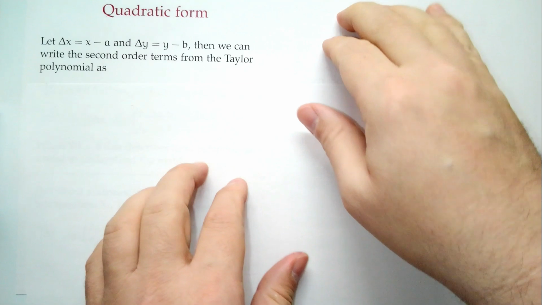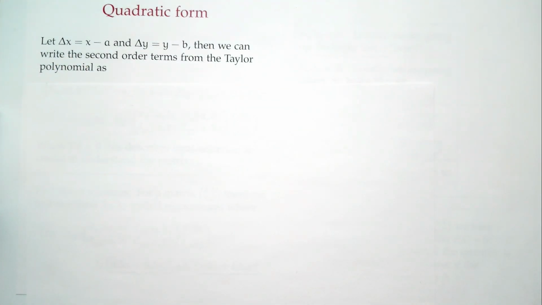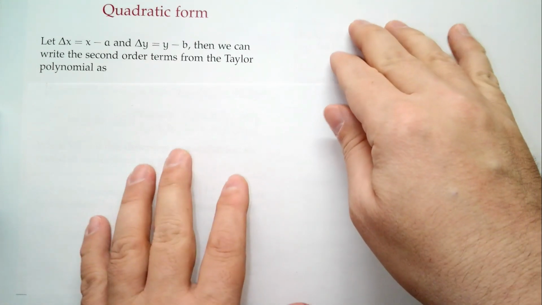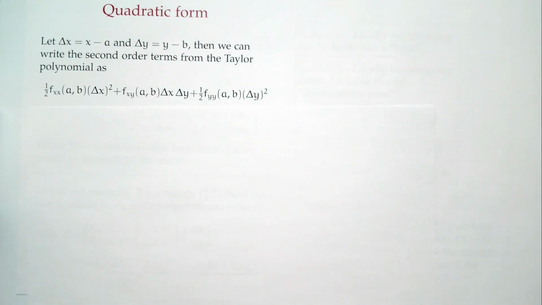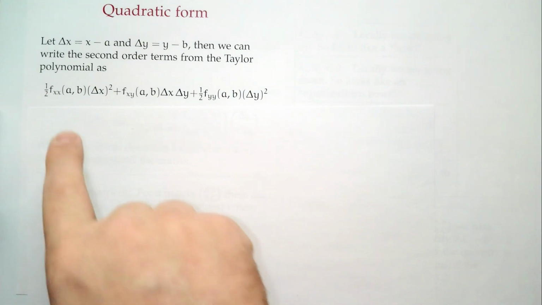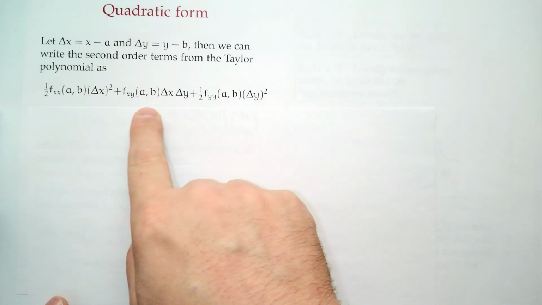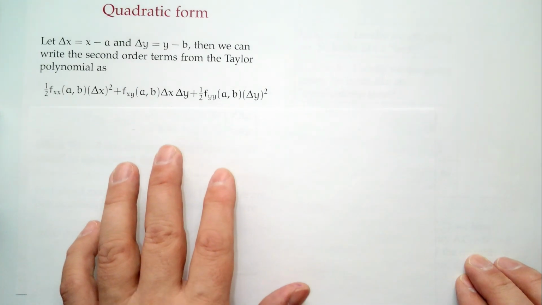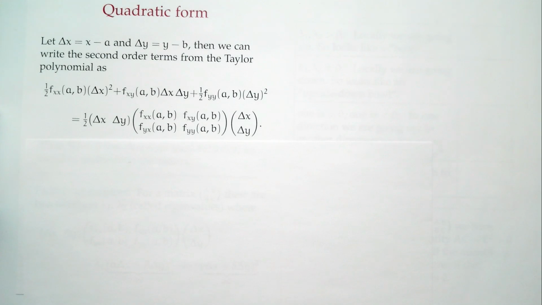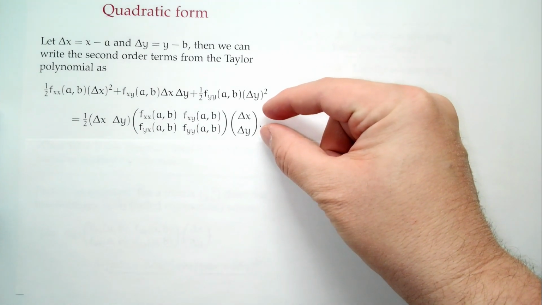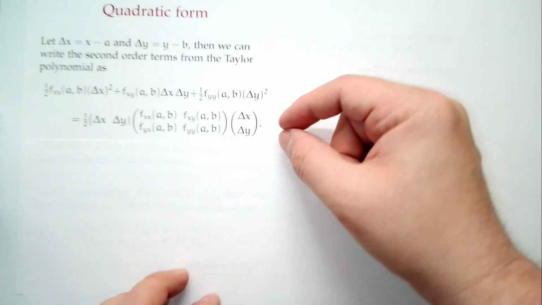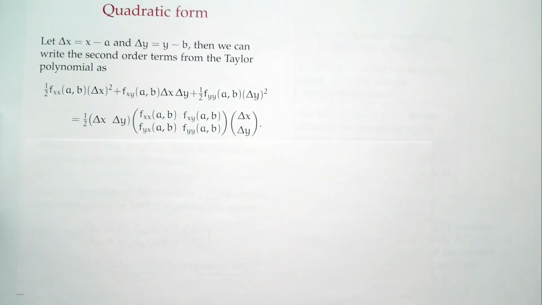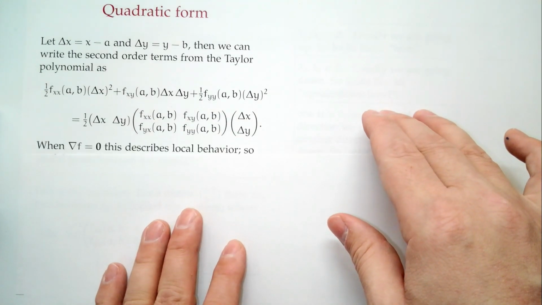Suppose we let delta x be x minus a and delta y equal y minus b, the change in x and the change in y. Then we can write our second order Taylor polynomial. If we just look at the second order terms, you get 1/2 f_xx at (a, b) delta x squared, plus f_xy at (a, b) delta x delta y, plus 1/2 f_yy at (a, b) delta y squared. Here's the really cool thing: if you've done matrices before, you can write this in matrix form. Namely, 1/2 times the vector (delta x, delta y), then a matrix in the middle consisting of all the second order partial derivatives. All right, cool. So, what do we have?